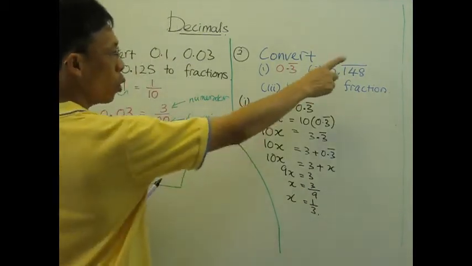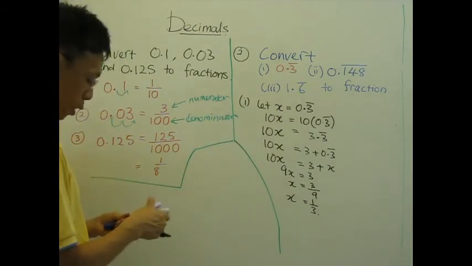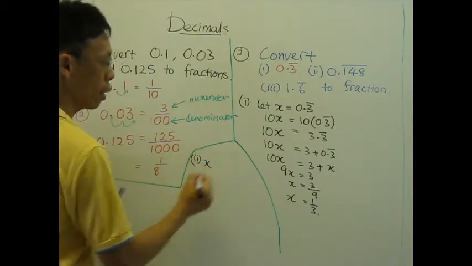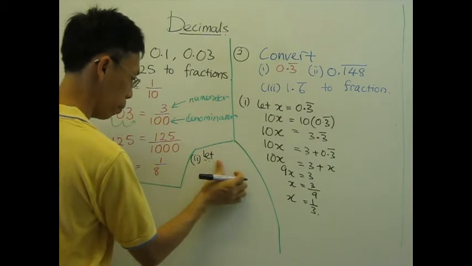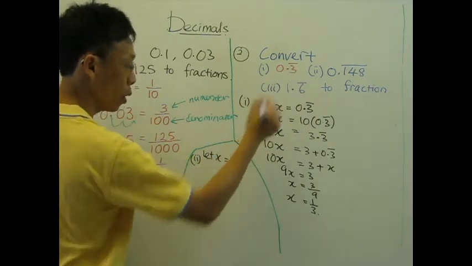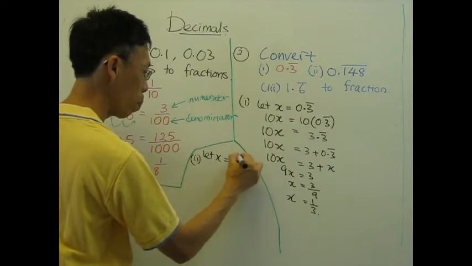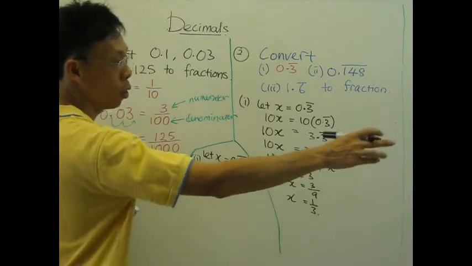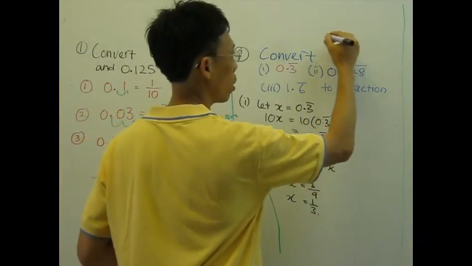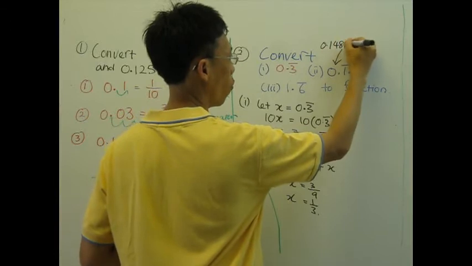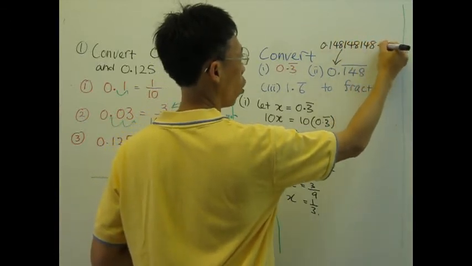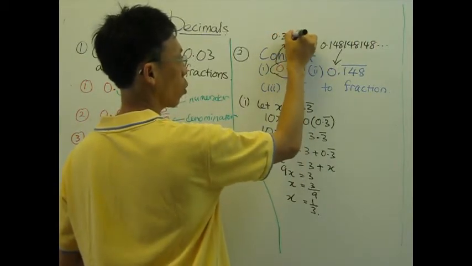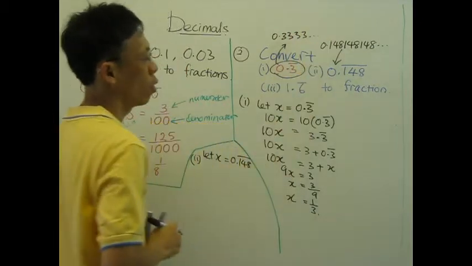Okay, so 0.148 with a bar. The method here is very similar. I will first let x equal the number 0.148 with a bar on top. That means 0.148, 148, 148, 148 indefinitely. So this means 0.148, 148, 148, dot, dot, dot. This is like 0.3333, dot, dot, dot. Right?